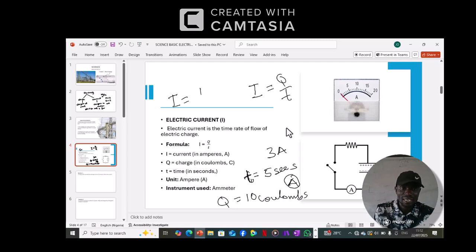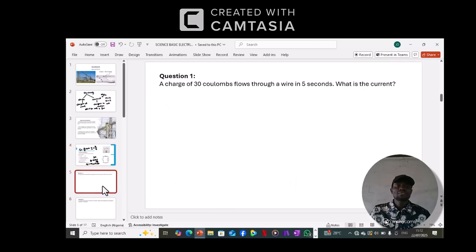Q is 10, then time is 5. So 10 divided by 5 will be 2. That is 2 amperes. So the magnitude of the current that passes through that conductor at that moment is 2 amperes. Now, let's look at some questions.